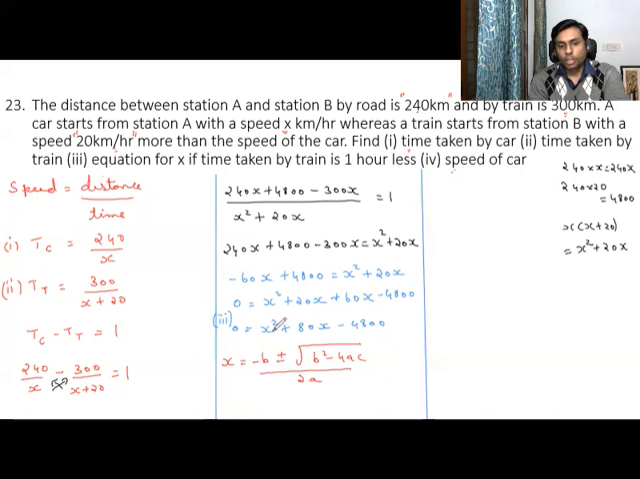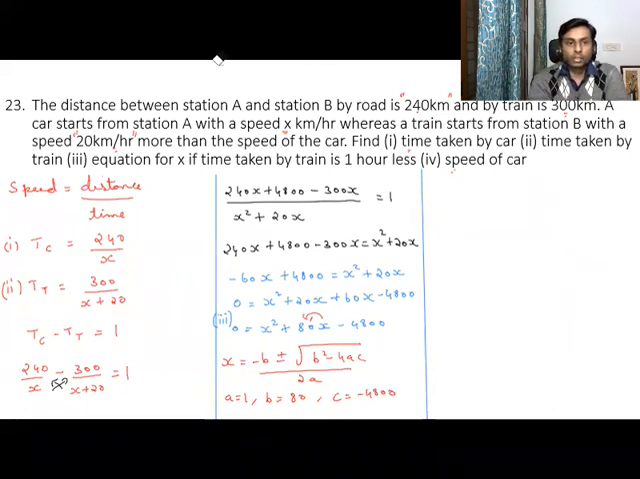What is a? Coefficient of x square. It is 1. There's nothing next to x square, so it is 1. B, coefficient of x. What is next to x? 80. And c, the constant, is minus 4,800. Identify them carefully. Once you identify them carefully, put them in the formula.